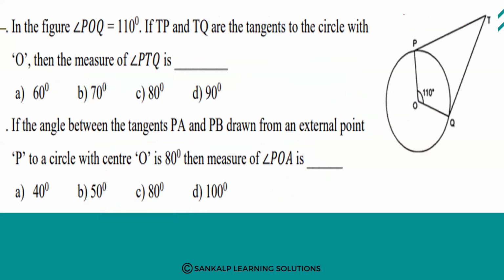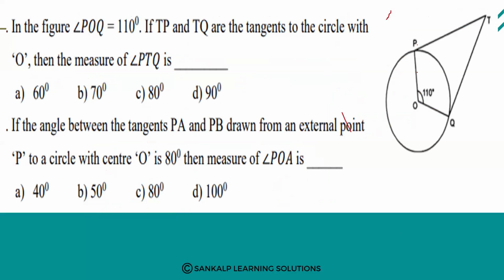Yes. Next question is, in the figure, POQ is equal to 110 degree. If TP and TQ are the tangents to the circle with center O, then the measure of PTQ. Yes, my dear students, observe carefully. Such type of questions will be asked in the examination for 1 mark, or it may ask for 2 marks also. But definitely one question they will ask, right?